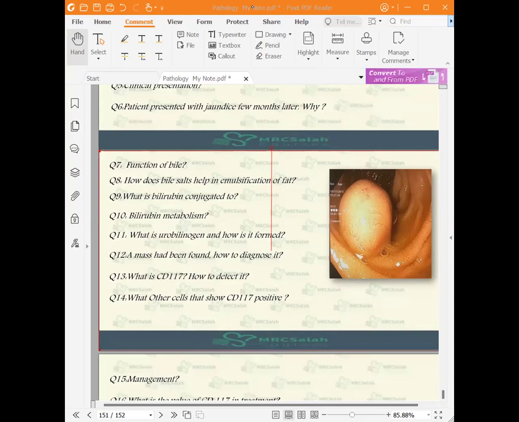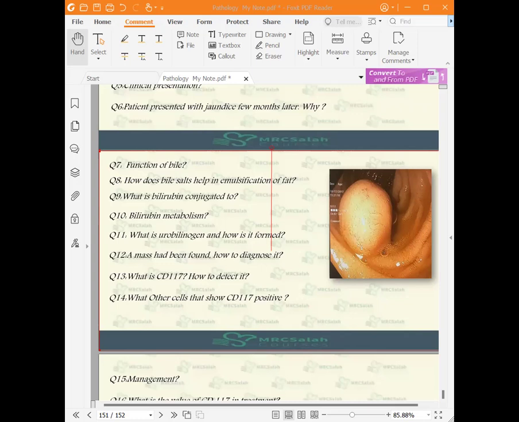The negative charge prevents aggregation of the fat particles. This is how they remain single particles. Otherwise they would form a big particle, and it would be difficult for digestion and metabolism. This is how bile salt helps in emulsification of fat. What is bilirubin conjugated to? It is conjugated with glucuronic acid by an enzyme called glucuronyl transferase.